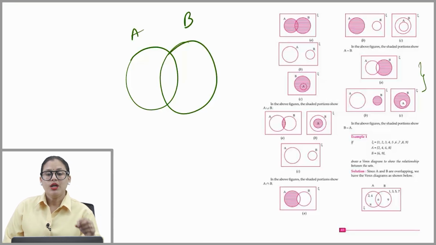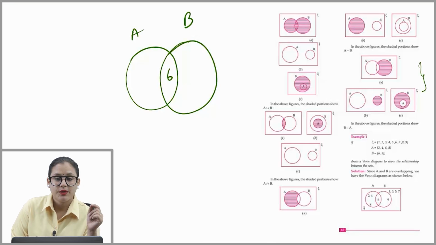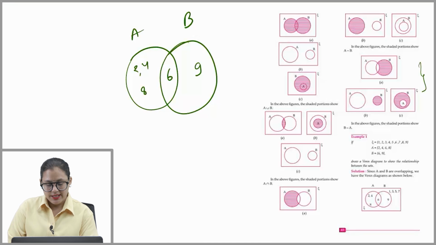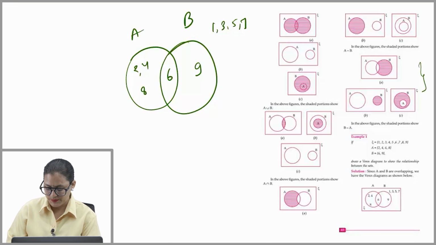Okay. So 6 is common, right, in both sets A and B. So we will write 6 here. Now 9 is in B, and in A, we have 2, 4, 6, 8. So we'll write 2, 4, 8 and 6 we have written here. Okay. So here we'll write, outside, epsilon elements 1, 3, 5 and 7.